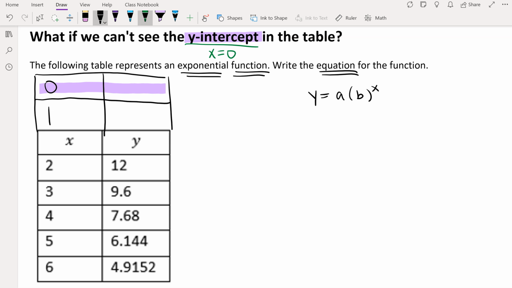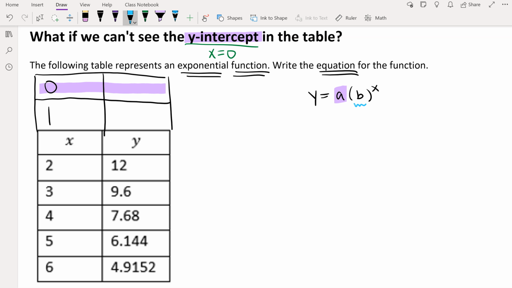Okay, we need the y-intercept. We also need the multiplier. Now, this one's kind of awkward. This problem is a little bit awkward because we can't really see our multiplier. What do I multiply by to get from 12 to 9.6? Well, that's kind of awkward. So I'm also going to show you how to find the multiplier when you can't just see it.